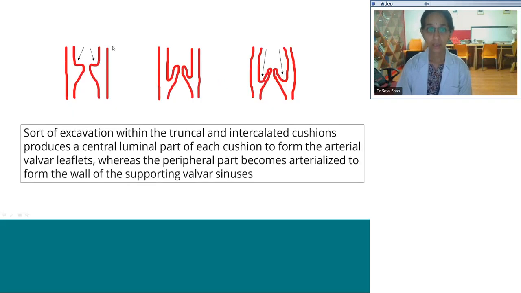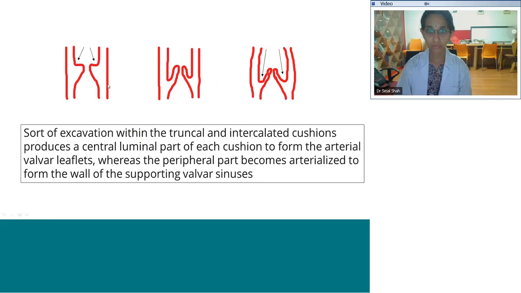So you can see here in this figure, after that there is sort of an excavation within the lumen of the truncal area, and it produces a central luminal part of each cushion.